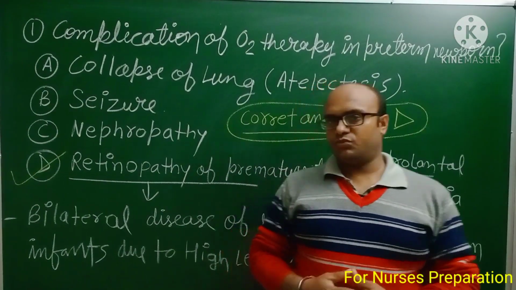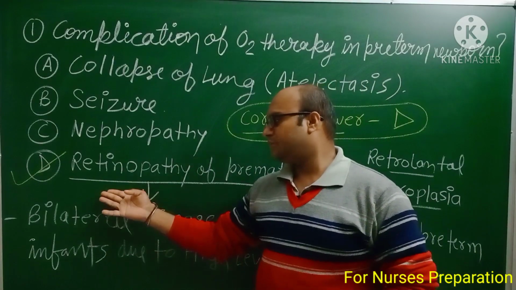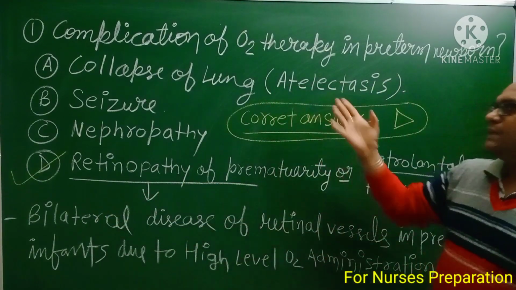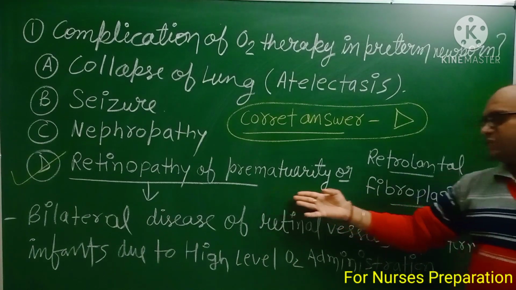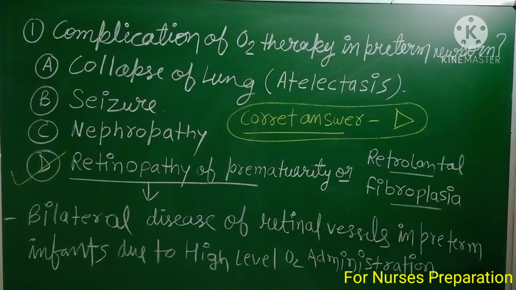Right answer of this question is option D. Due to high level of oxygen therapy in preterm newborn babies, retinopathy of prematurity or retrolental fibroplasia may occur. It is a bilateral disease of retinal vessels in preterm infants due to high level of oxygen administration. You can take a screenshot for your revision.